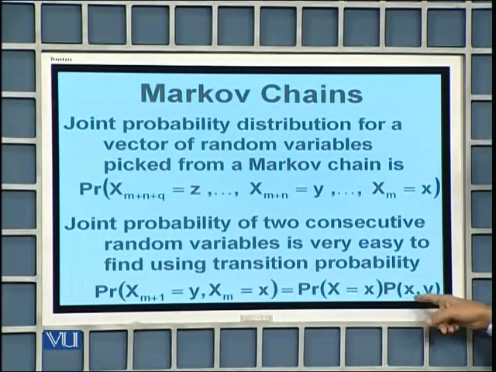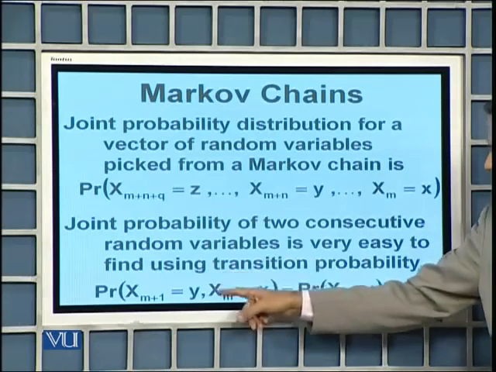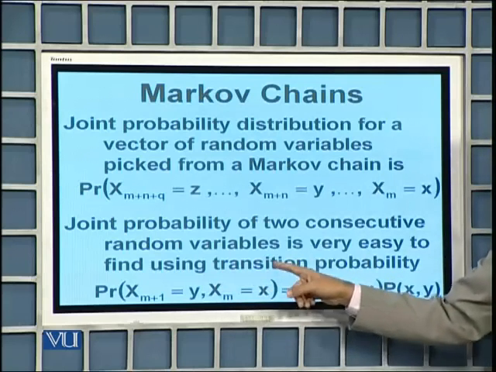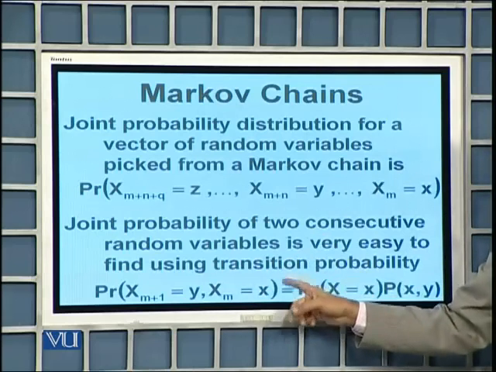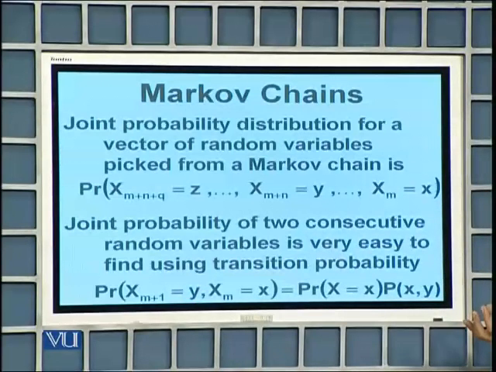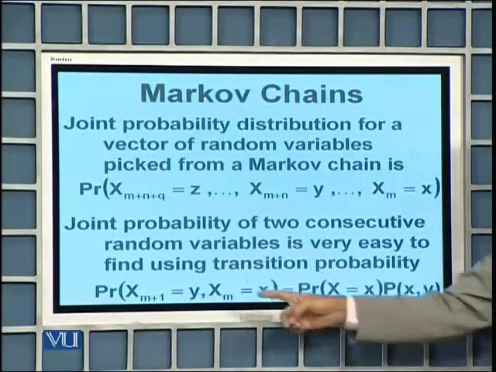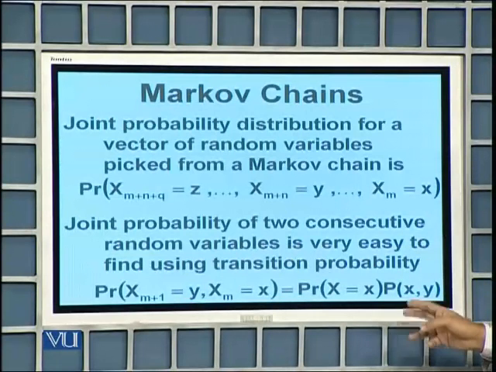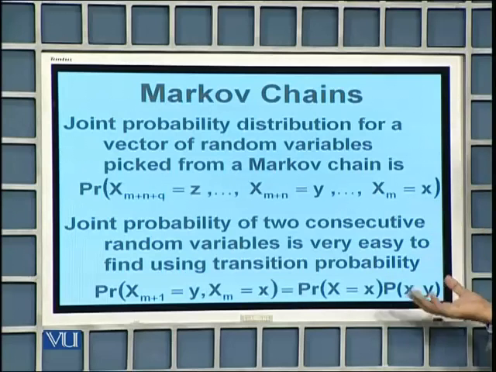This is the transition probability from x to y. That is, xm, the previous random variable, took a value of x, that is known. With this knowledge, what is the probability that the next random variable will take a certain value y? So the joint probability of two consecutive random variables is very easy to find because this is what is usually used in Markov chains: the transition probability of two neighboring random variables taking on certain two values.